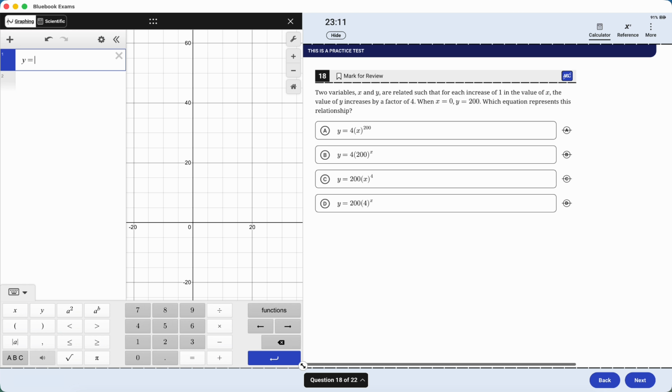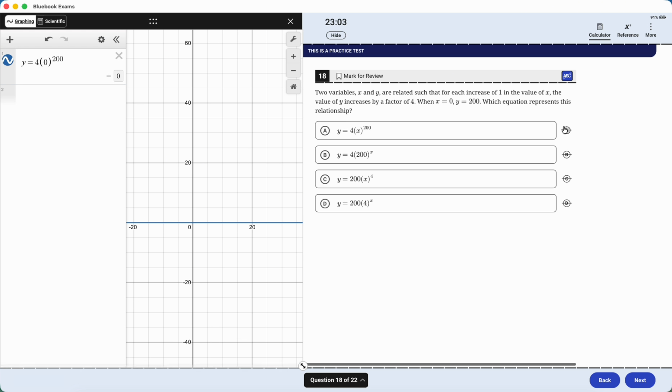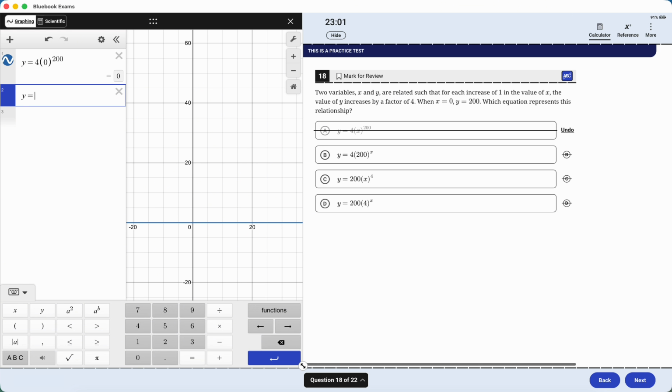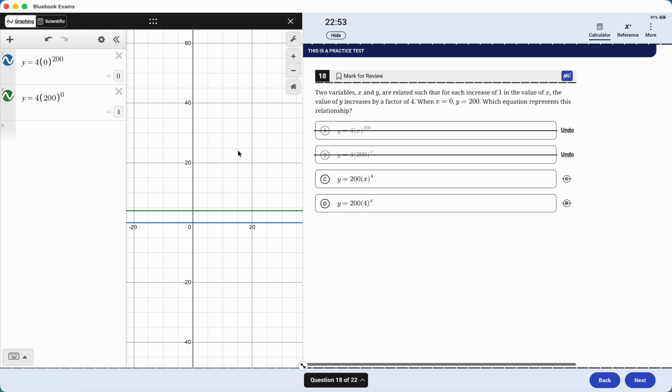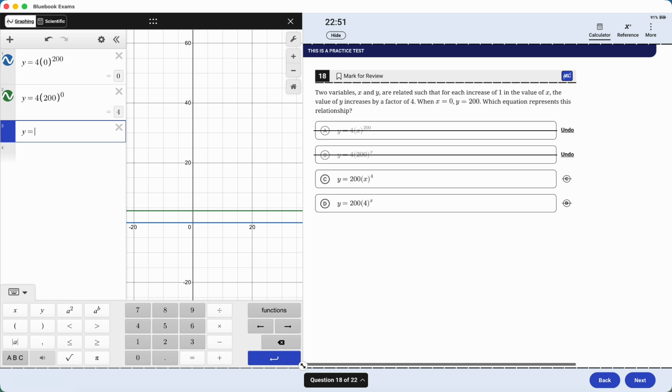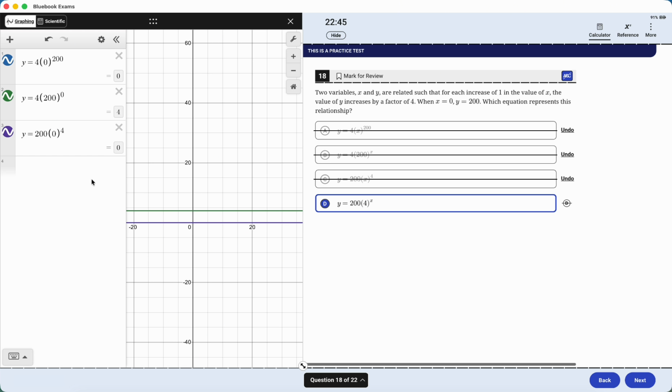They're literally telling you if you plug in 0 for x, it's going to give you 200. You can try this, right? If I put in 0 for the x in the first one, that equals 0, so that doesn't equal 200. So it's not A. You can literally do this for all of them. This one here, I put in 0 and I get 4. I don't get 200. Next one, if I put in y equals 200 and then 0 to the 4th, that's going to be 0 as well, so that's not it. So it's D, but let's confirm.